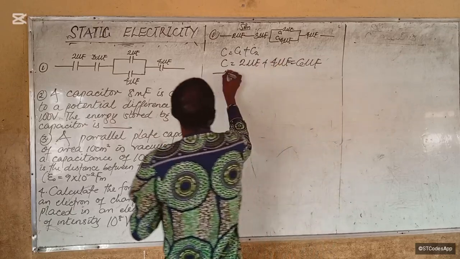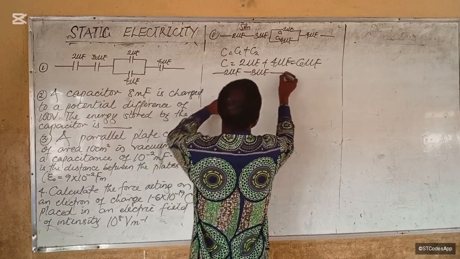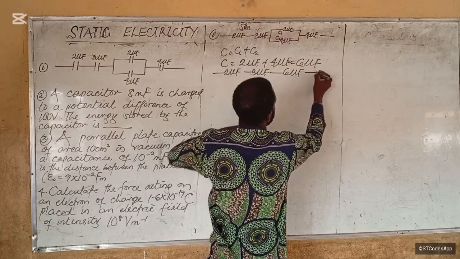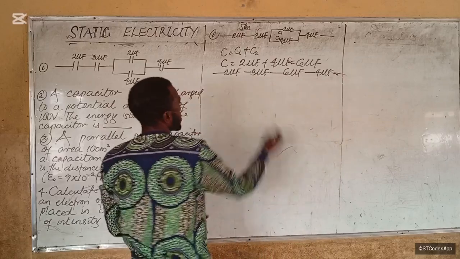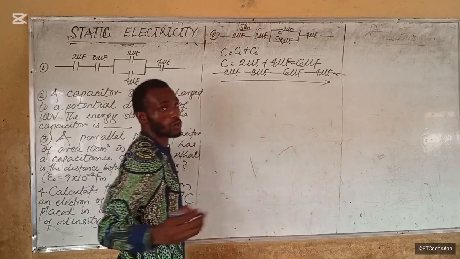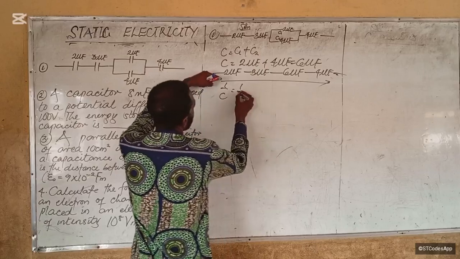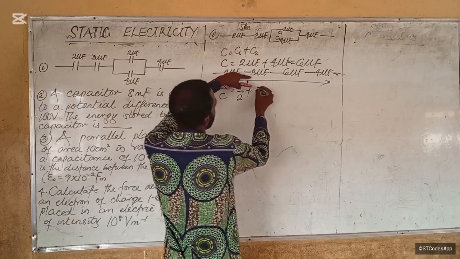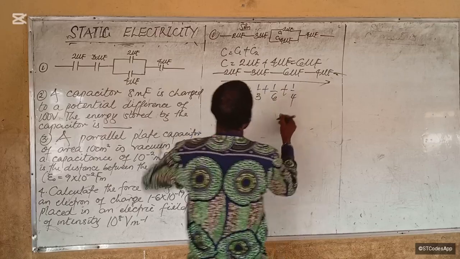So what we now have is the arrangement has become like this: 3 microfarad, then we have 6 microfarad. The equivalent capacitance is 6 microfarad and 4 microfarad. So here we now have a series arrangement. So what do we do in series arrangement? 1 over C is equal to 1 over 2 microfarad plus 1 over 3 microfarad plus 1 over 6 microfarad plus 1 over 4 microfarad.